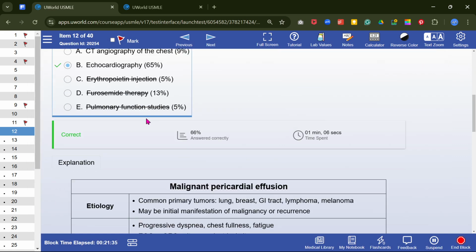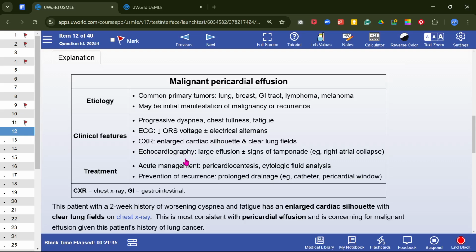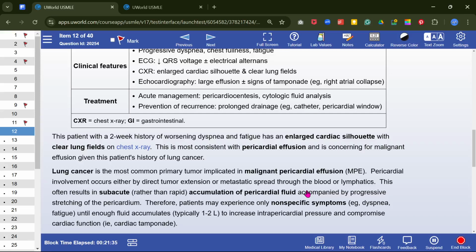Okay, so it is malignant pericardial effusion because he has a history of malignancy and chemotherapy. This patient with a 2 week history of worsening dyspnea and fatigue and enlarged cardiac shadow with clear lungs on chest X-ray is most consistent with pericardial effusion and is concerning for malignant effusion. Given this patient's history of lung cancer, lung cancer is the most common primary tumor implicated in malignant pericardial effusion.